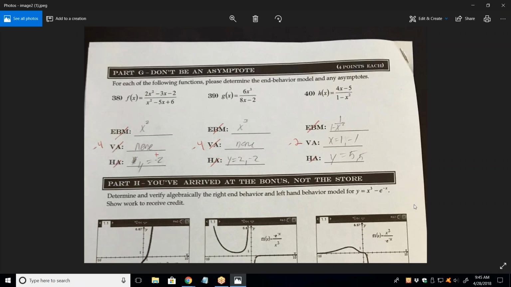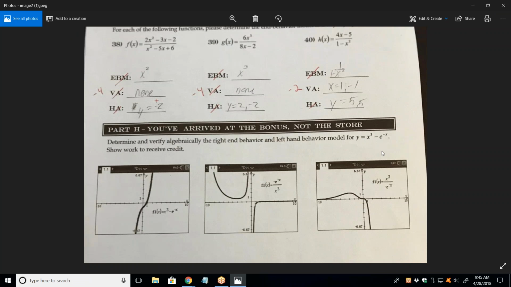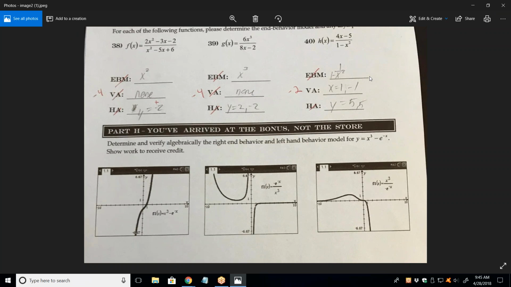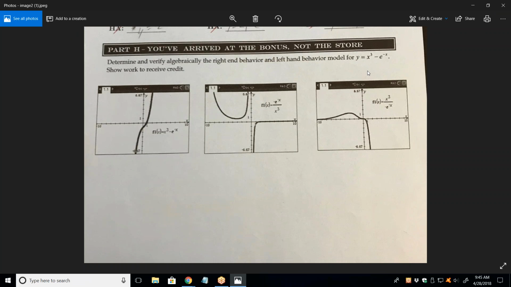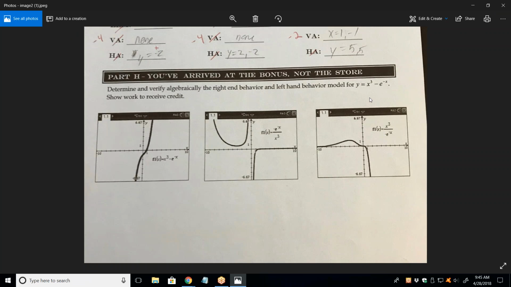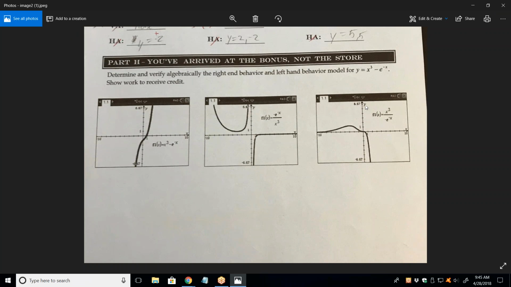This is the one that I actually did not know how to do, so I left it blank. I lost 10 points. No, I lost the bonus question? Yeah. Okay. You've arrived at the bonus, not the store.